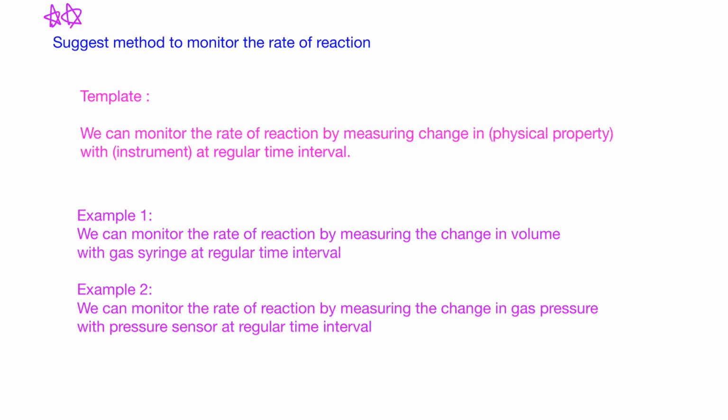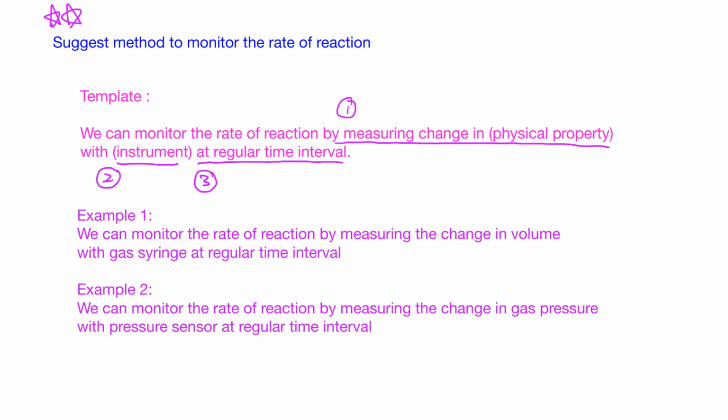Basically, in the answers, I need you to provide three pieces of information. First of all, you have to tell me by measuring what thing, for example, change in volume of the gas produced. Second, with what kind of instrument. And also you have to tell me at regular time interval. That means we are not measuring the change in volume only at time zero and at the end of the reaction, but throughout the whole progress we have to know how the change in volume happens throughout the whole reaction. So these three parts are very important.